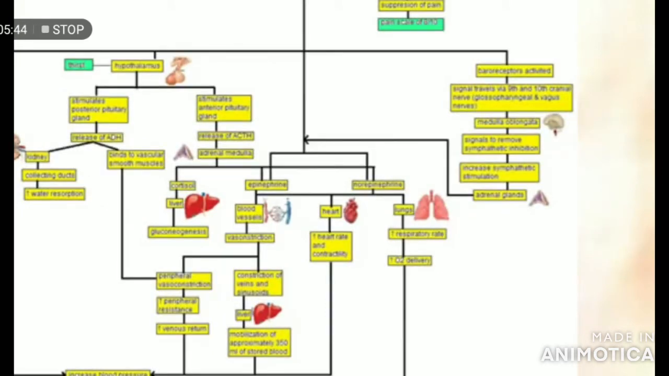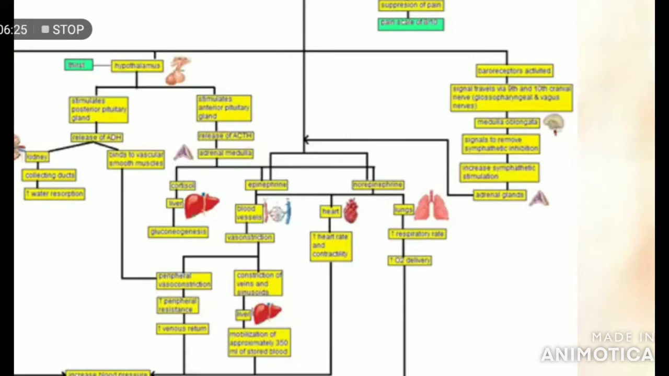Next are the epinephrine and norepinephrine. They go to the blood vessels, the heart, and lungs. For the effect on the blood vessels, it produces peripheral vasoconstriction to increase peripheral resistance and to increase venous return to increase blood pressure. Another effect of vasoconstriction is constriction of veins and sinusoids.